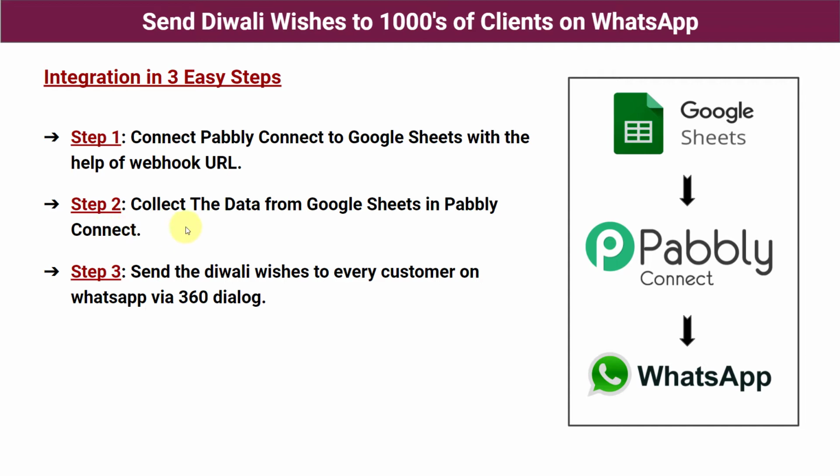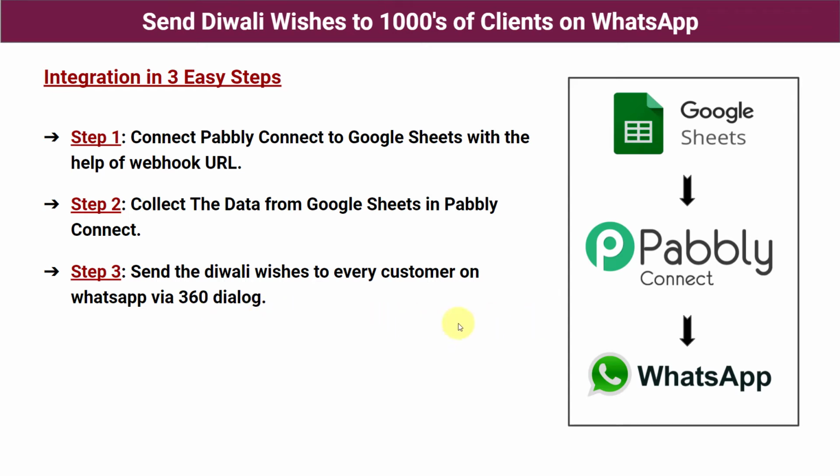So step number 2 says the same. And step number 3 says send the Diwali wishes to every customer on WhatsApp via 360 dialog. So in the final step, we will be sending the customers the Diwali wishes, to every customer we have in the spreadsheet. But guys, here is the twist.